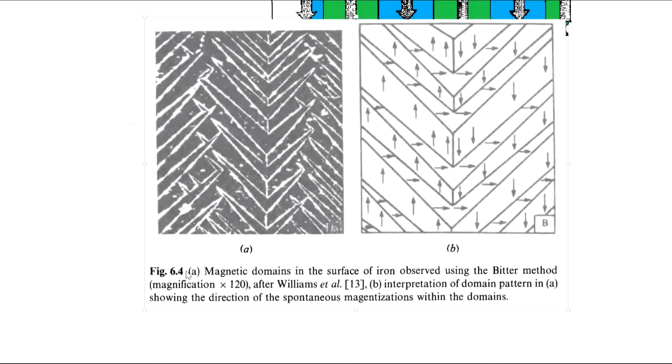So this is figure 6.4 from the textbook that I advise for the course, by David Gillette. This is an actual microscope image. You can see these are magnetic domains, and it was published by Williams, and you can see that it is called the Bitter method. Let me use a different color to highlight things. Yeah, so the Bitter method. Bitter was the first to do this experiment, and the method is named after him.